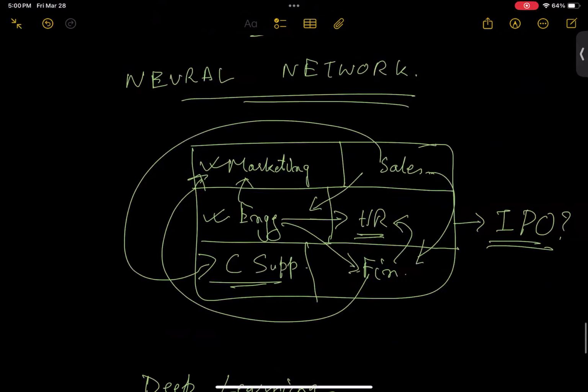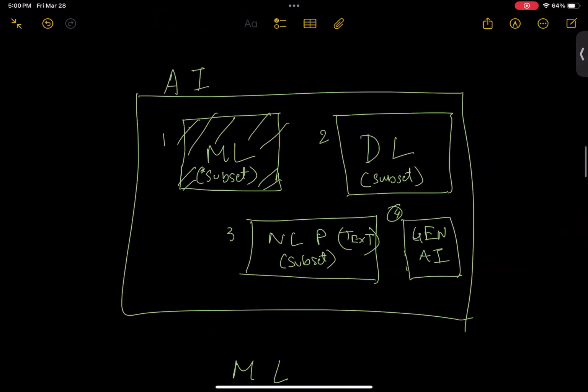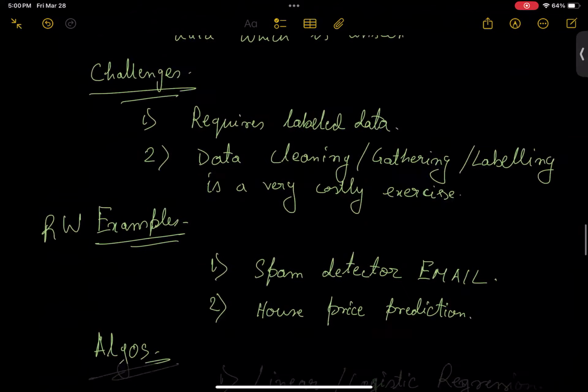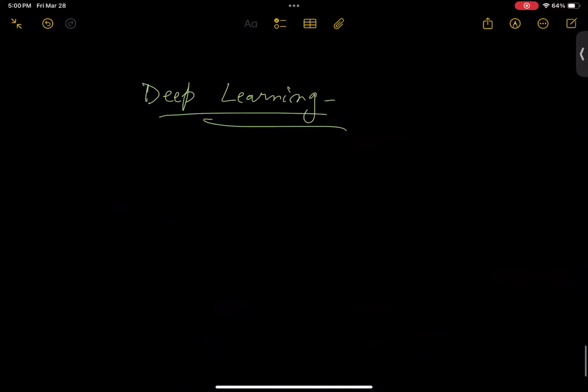Deep learning is a subset of machine learning. I think I would have told you that deep learning is a subset of AI. Basically, it is a subset of machine learning. It's a way of machine learning that uses neural networks in many layers to represent the data.